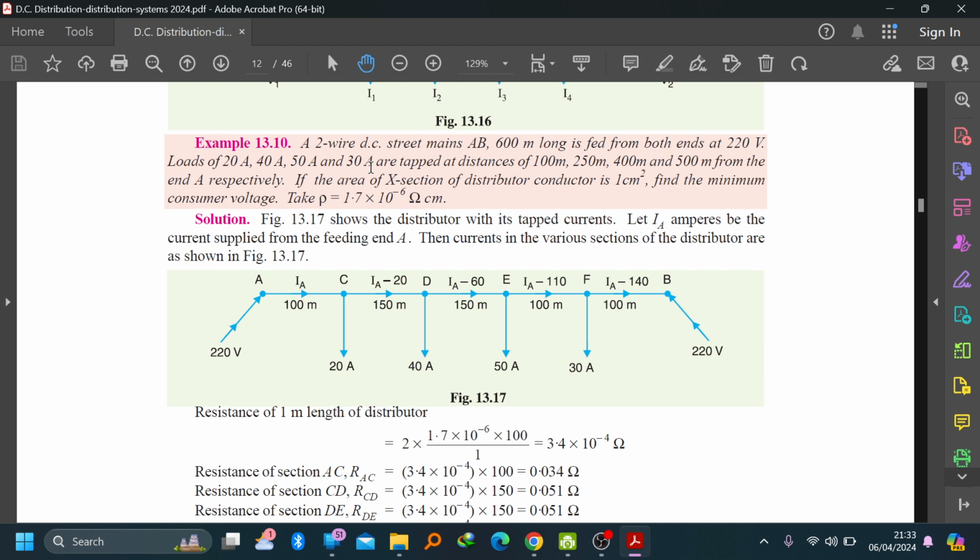So let's dive into the equation and see how we can come up with the solution. The first thing is to come up with a model of the line. They're saying a 2-wire DC distributor street mains AB is 600 meters long. So we are going to draw our line, a line AB as they have stated.